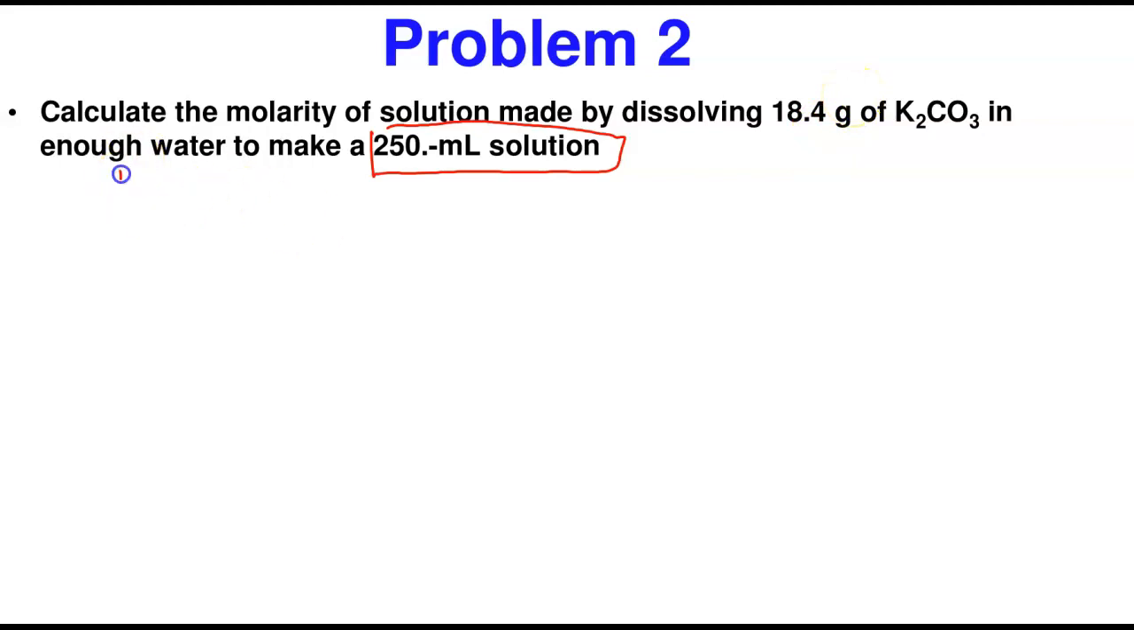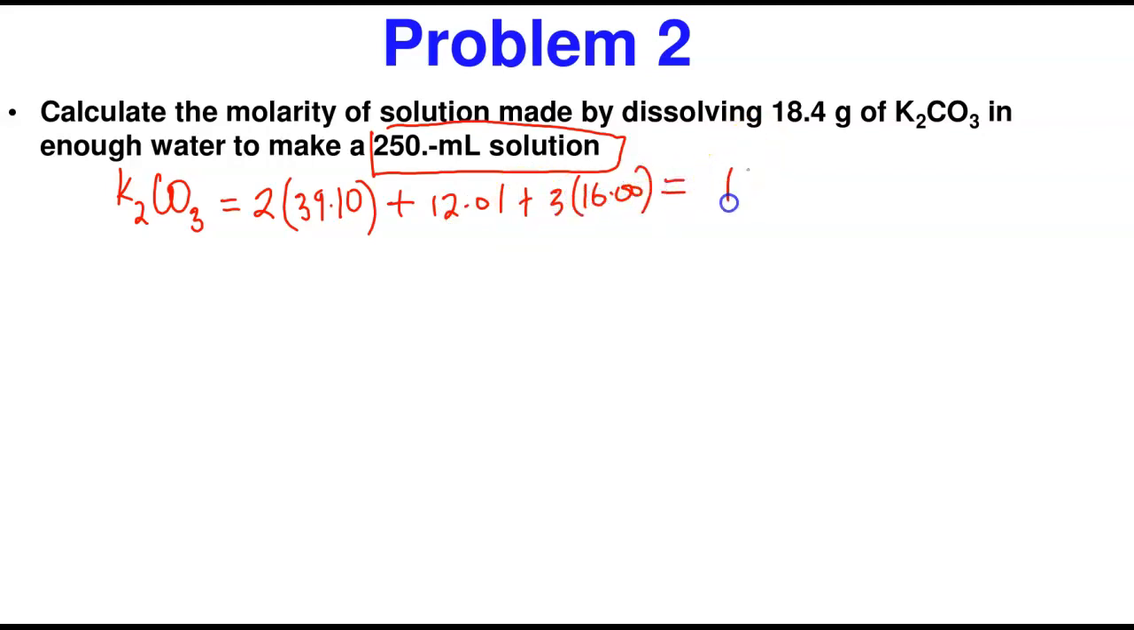So first, let's calculate the molar mass of potassium carbonate. Use a periodic table. The mass of potassium is 39.10, and there are 2 atoms, plus carbon is just 12.01, plus there are 3 atoms of oxygen, and oxygen is 16.00. If you add everything together, you're going to get 138.21 grams per mole.